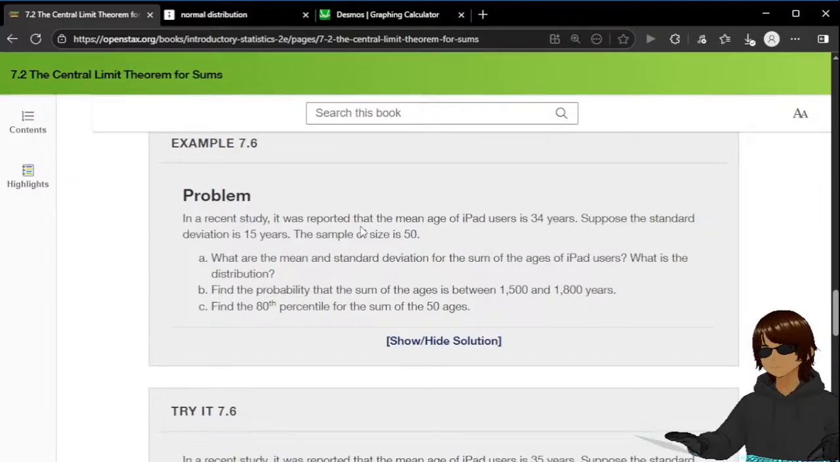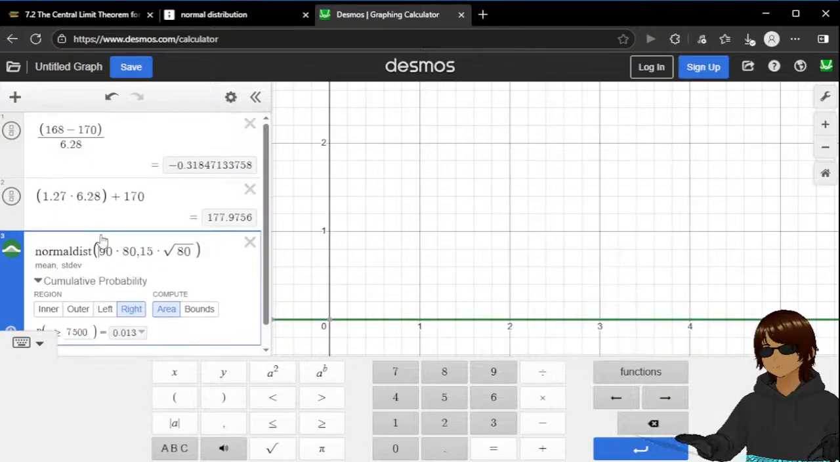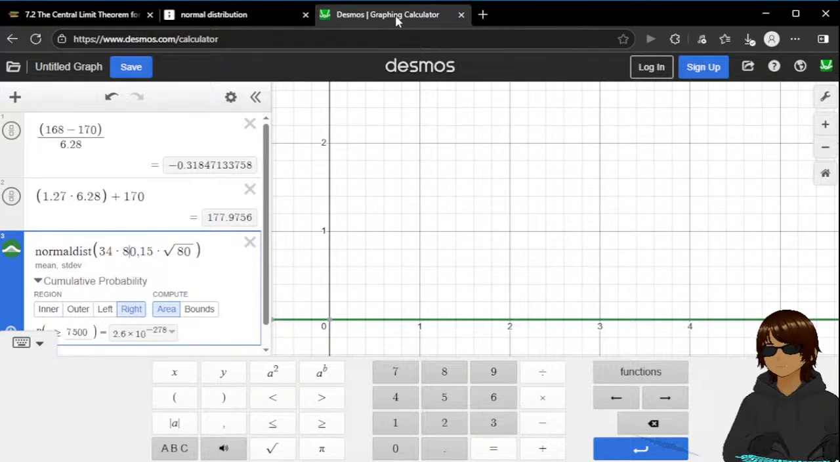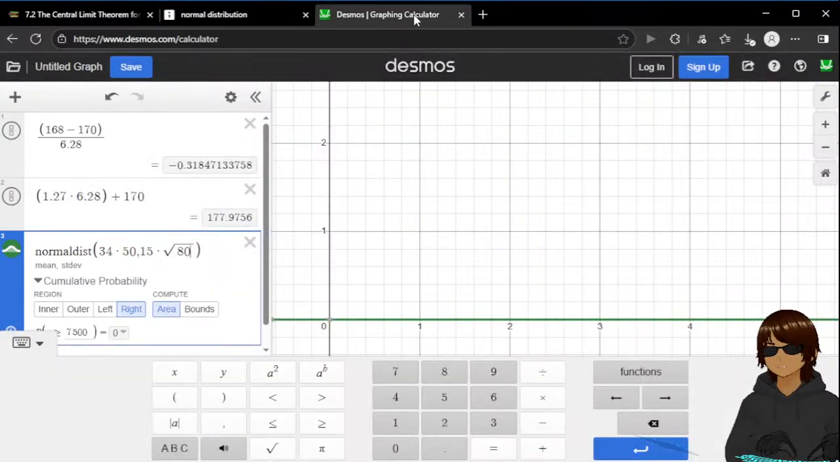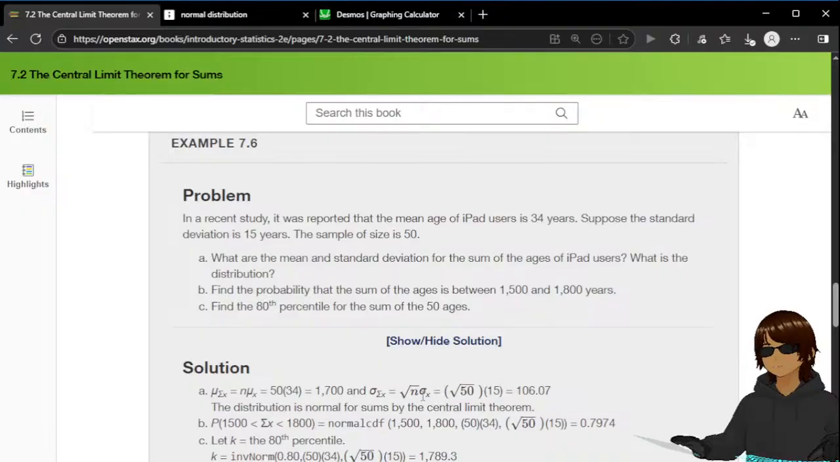In a recent study, it was reported that the mean age of iPad users is 34. Suppose that the standard deviation is 15 and the sample size is 50. So we have 34 times n, which is 50. Standard deviation is 15 times root 50. What is the mean and standard deviation for the sum of the ages of the iPad users? What is the distribution? Okay, this we just need to calculate.